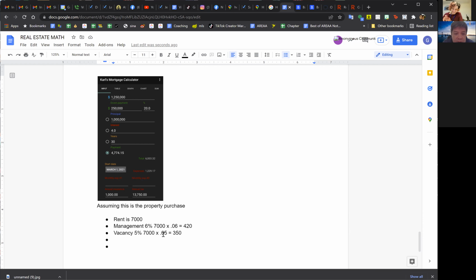Okay. So in property management, let's just say that rent is $7,000 for this 1250 unit. And there's going to be a management fee. A management fee is usually about 6%, so let's call that 420 per month. Vacancy is going to be about 5%, so let's call that 350. The apartment is not vacant for 5% of every month. It's like looking at a whole year, and let's say for half of a month it's going to be vacant. So that's where that 5% comes from. But you have to calculate that as a cost.